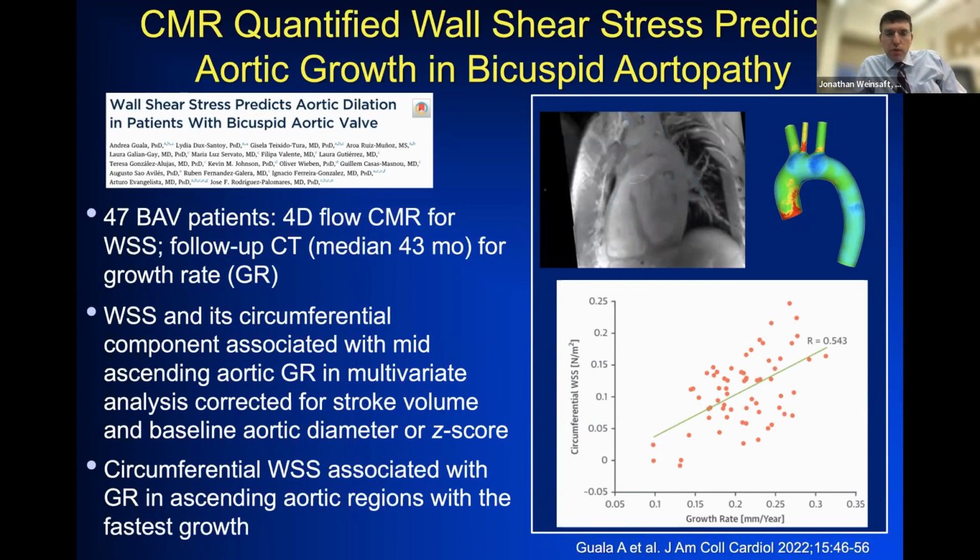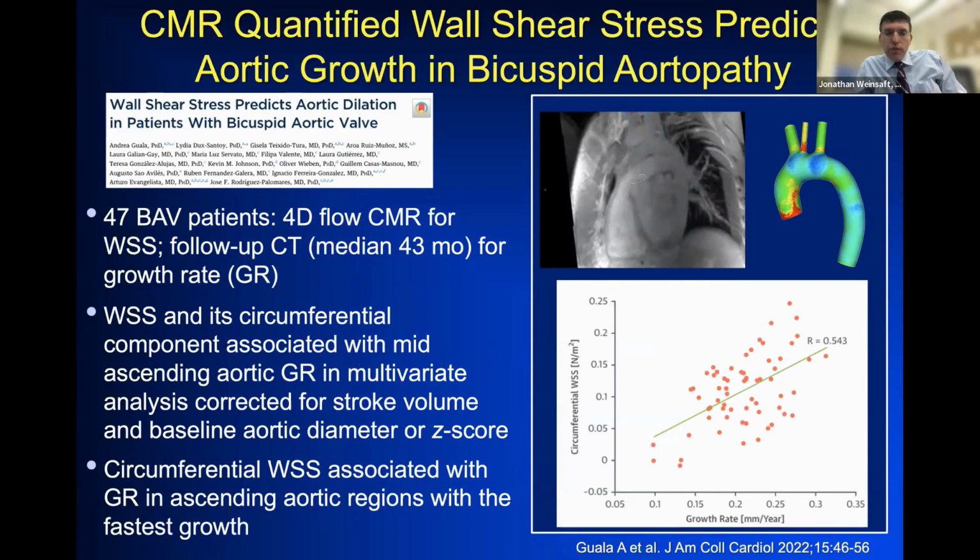This is in both univariate analysis as well as in multivariate analysis, corrected for both stroke volume as well as either baseline aortic diameter or Z-score. Here you can see on the right a scatter plot showing circumferential wall shear stress in relation to growth rate.